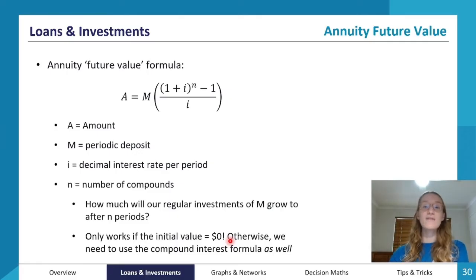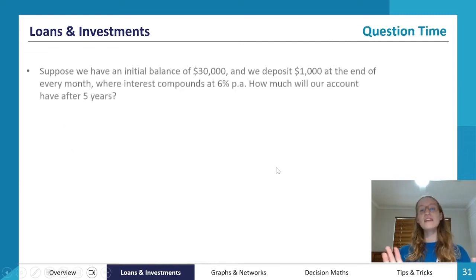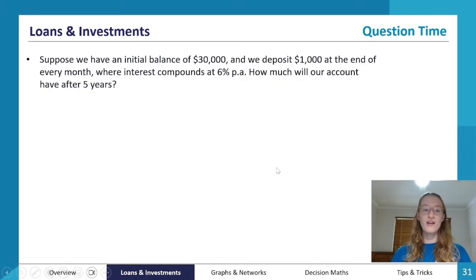And that's because if we have, for example, an initial value of $20,000, we can't just add on the $20,000 at the end, and this formula doesn't take into account the $20,000, because interest would also be applied to the $20,000. So we'd have to think about, okay, how much are we earning from this, but also how much compound interest would we have earned on our initial value as well. So let's do a question to demonstrate that.